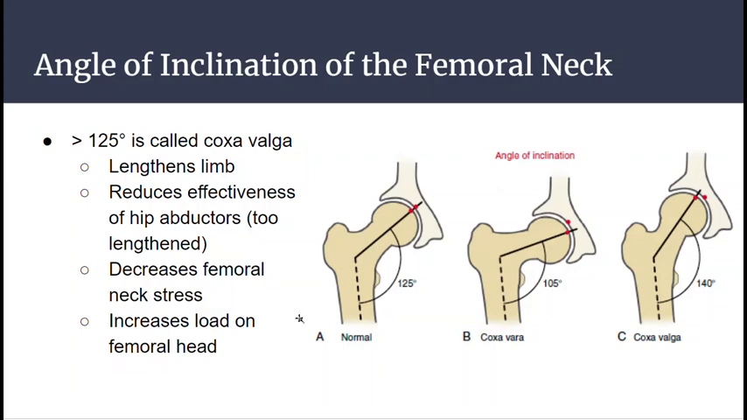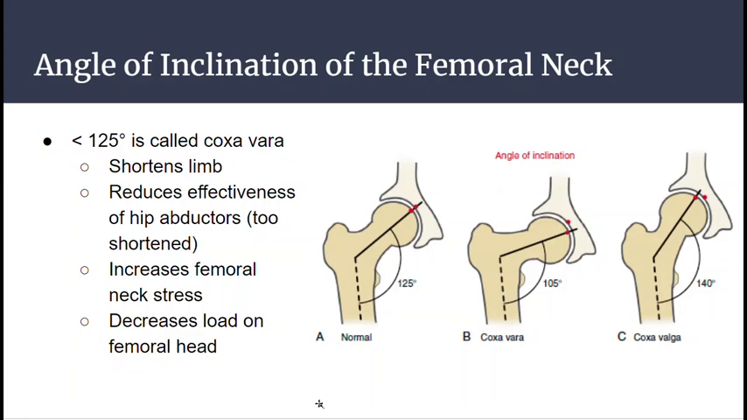essentially lengthens the limb, right? So you kind of go knock-kneed. So the line traveled from your hip down to your knees is kind of longer. It reduces the effectiveness of the hip abductors because they're too lengthened. So you can go refer to the force length curve, and that affects the force production properties of muscles if they're too lengthened. It does decrease femoral neck stress, but it increases the load on the femoral head.